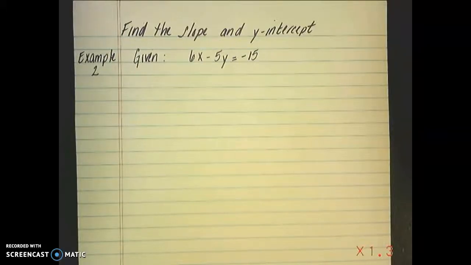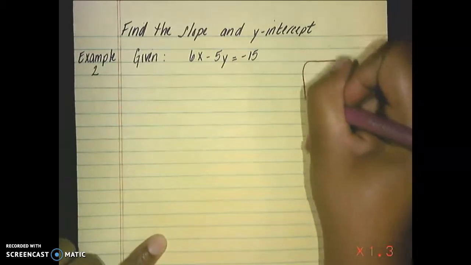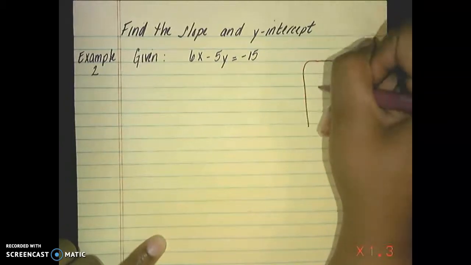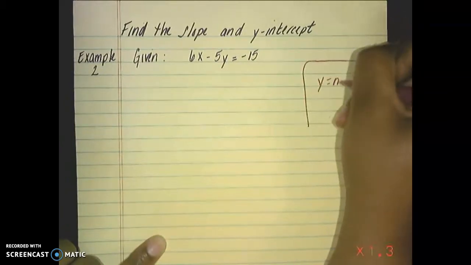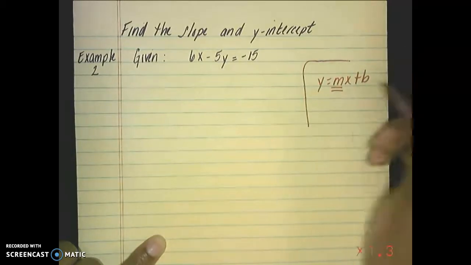This is the second example for number 1 on the warm-up. We have to find the slope and the y-intercept. Just one more time, over here on the side, I want to make note that our slope-intercept form is y equals mx plus b. We are looking for m, our slope, and b, our y-intercept.